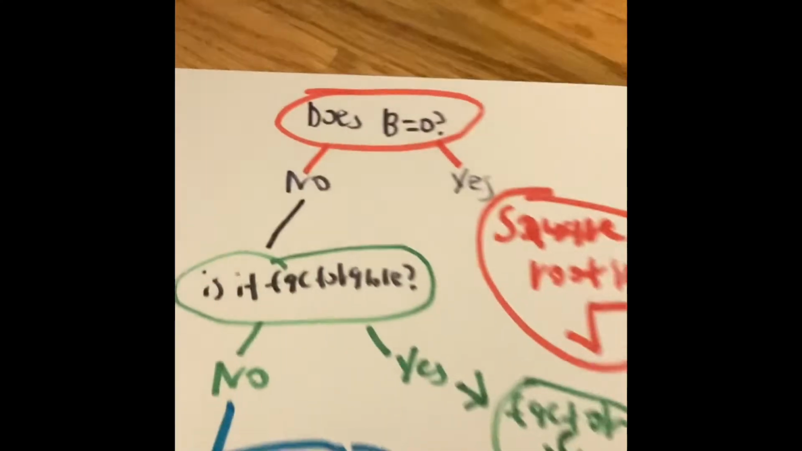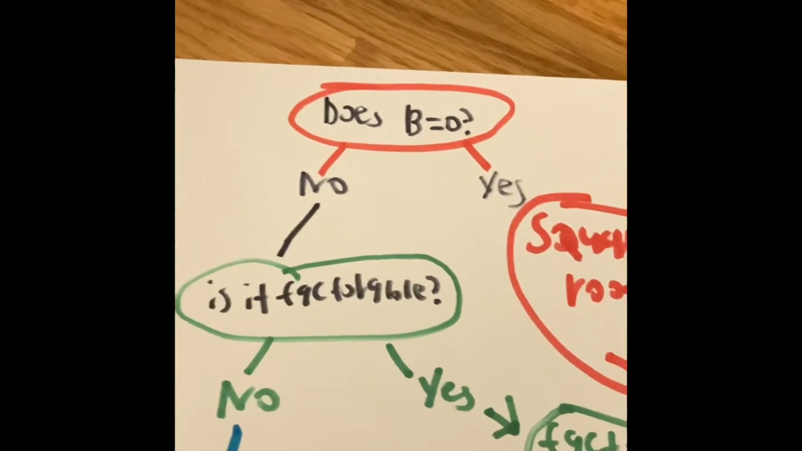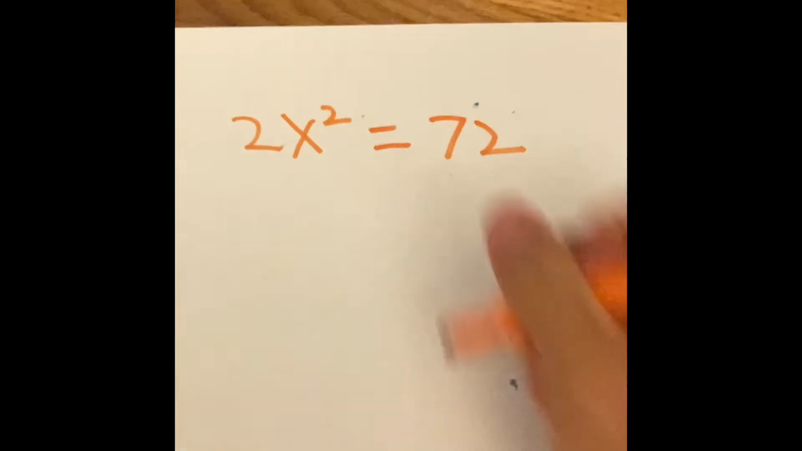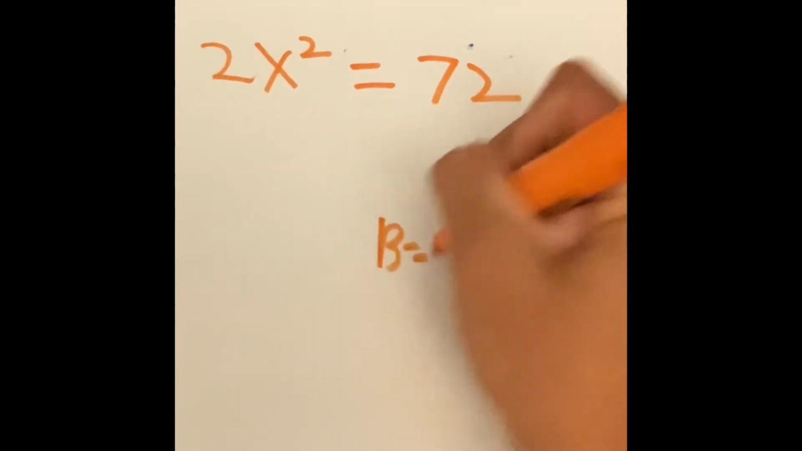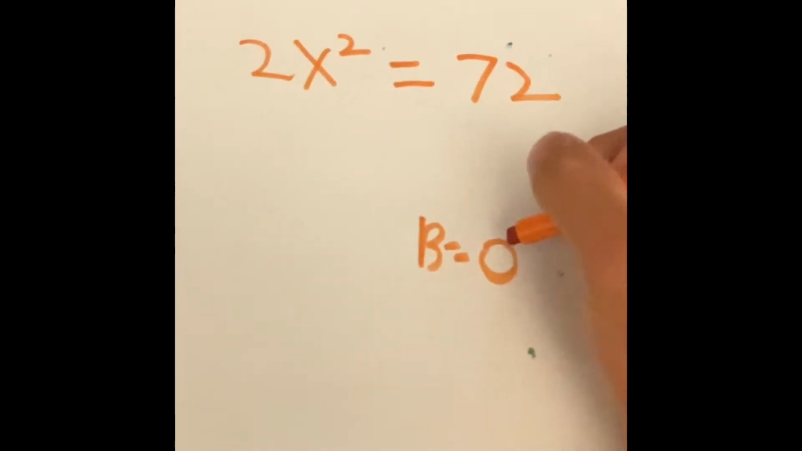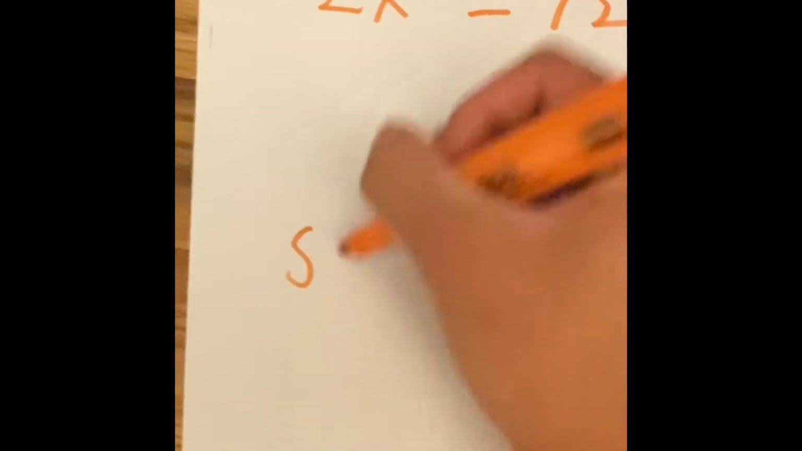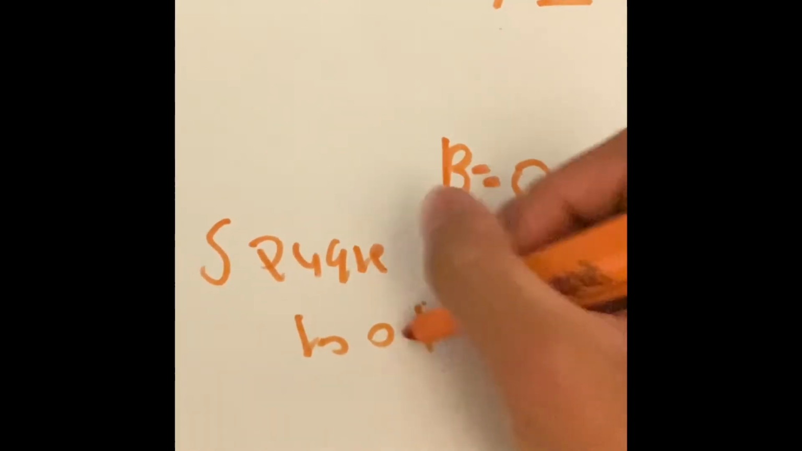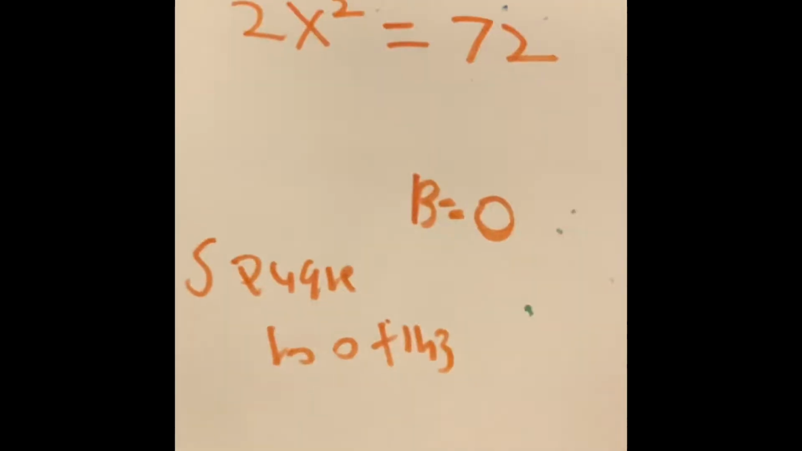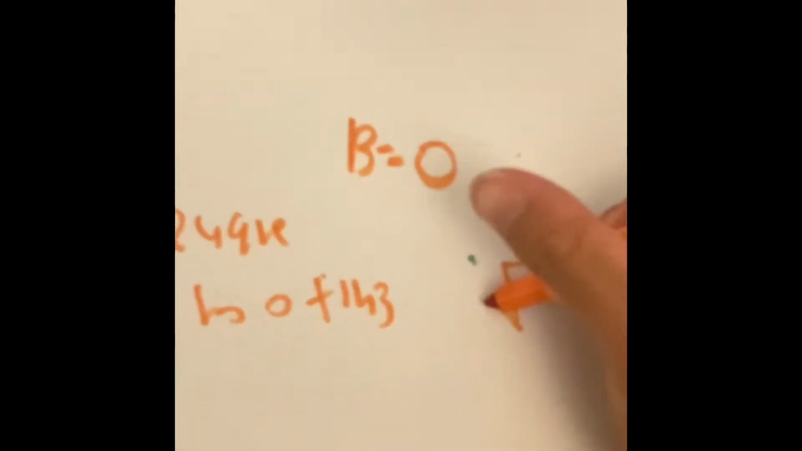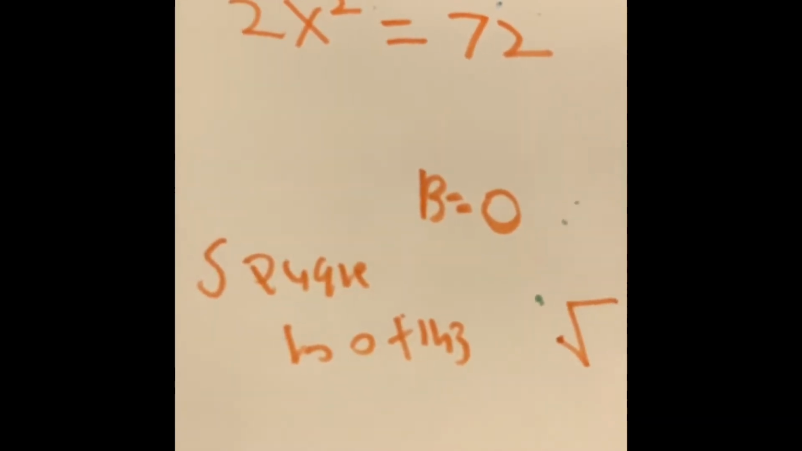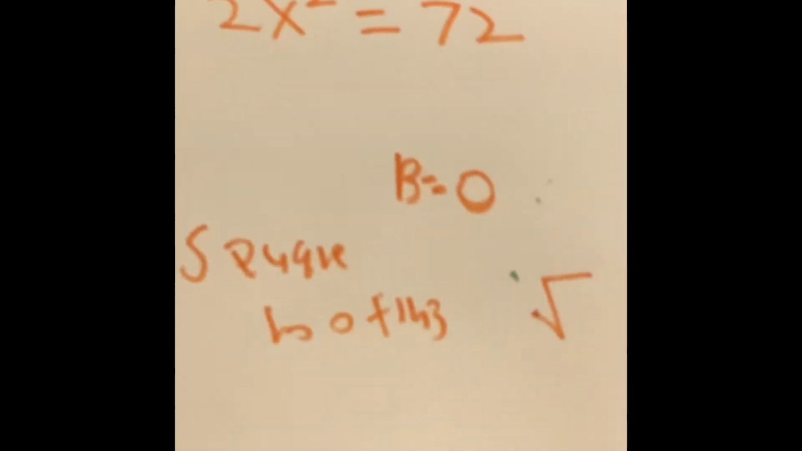Does b equal 0? Well, in this case, we don't have a b variable. So b does equal 0, and we can use square rooting. Square rooting is the best method for this kind of problem. Let's move on to another one.